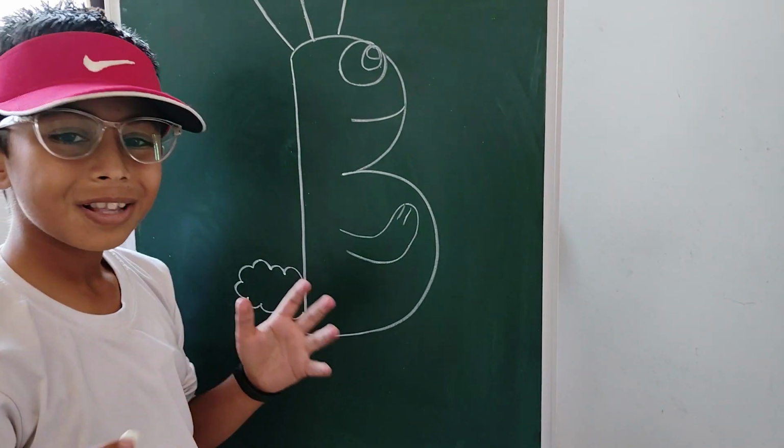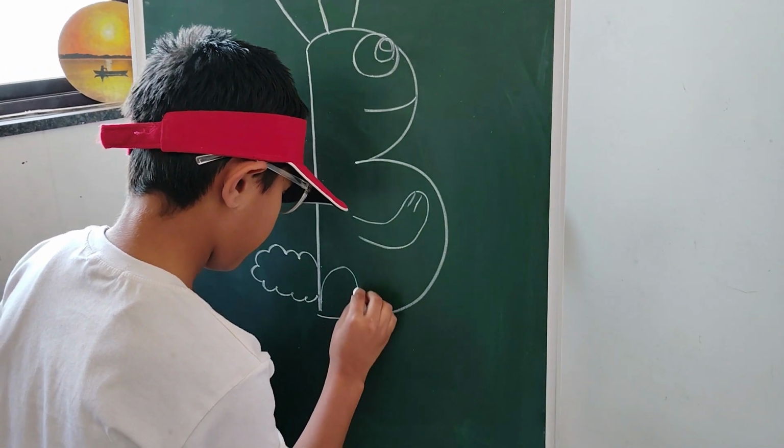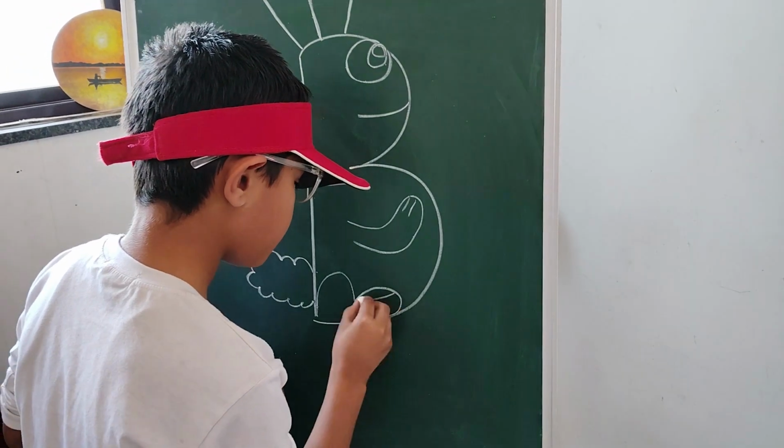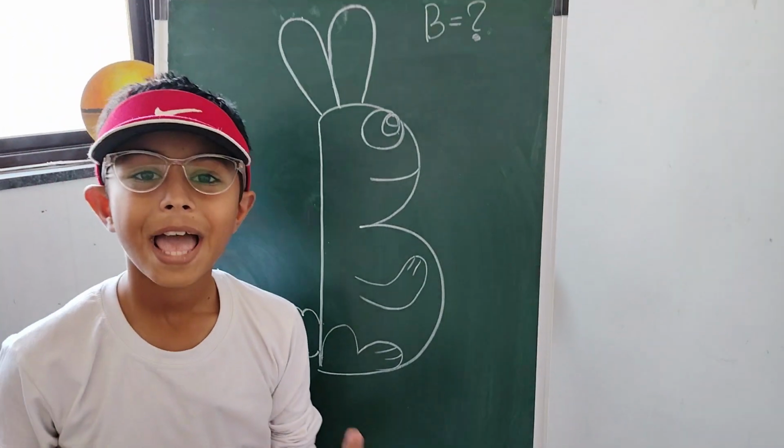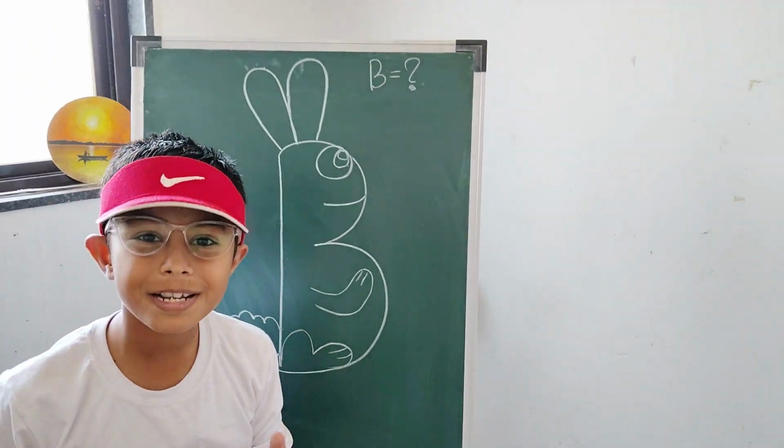So now we will draw the leg. So this is the leg. And this is our animal, the rabbit.